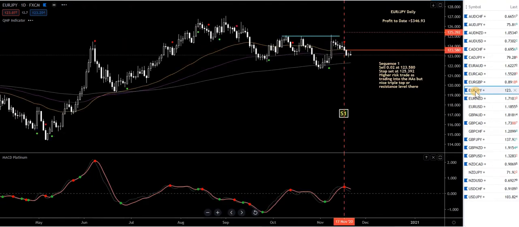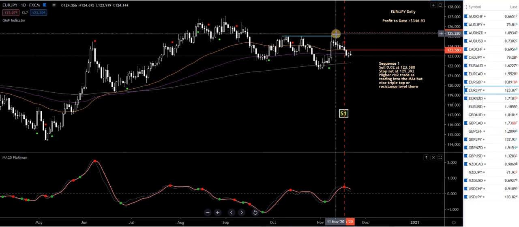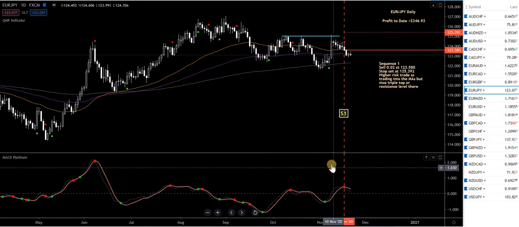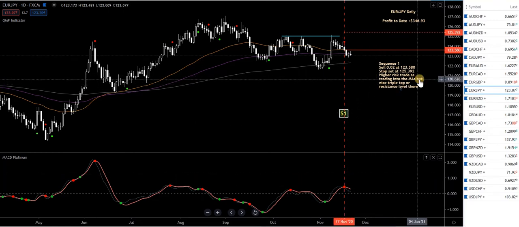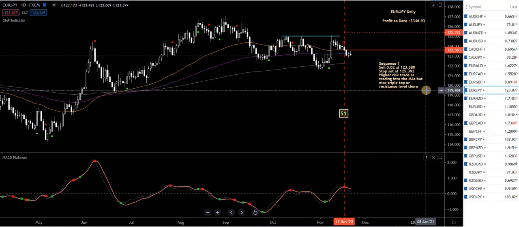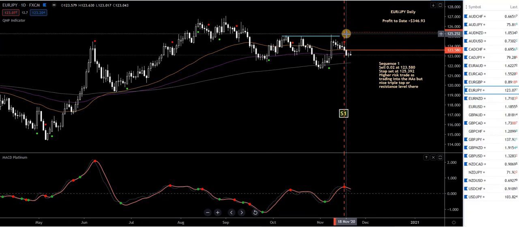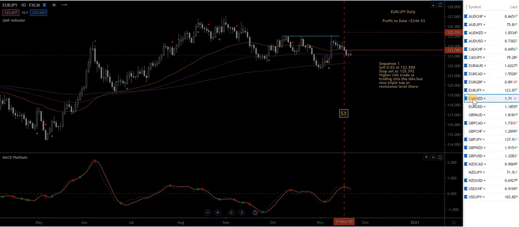Euro Yen. In a sell here, it was a high risk trade, stop in place, nice little double top up here, but we're into the MAs. The trend's possibly changing. The MACD platinum's above the zero level. You can see my notes, high risk trade trading into the MAs, but nice triple top or resistance level there. Bang, bang, bang, three times. Stop in place there. It's going nowhere fast, but it's a valid sell signal, just with a bit of risk.